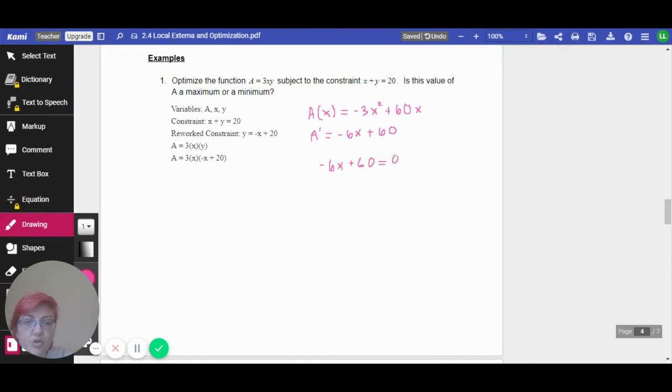And I'm going to subtract 60 from both sides to cancel it out on the left. So negative 6x equals negative 60. Divide both sides by negative 6, and we get x equals 10.